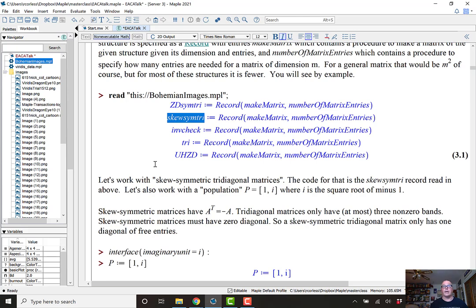Skew symmetric tridiagonal matrices. And more than that, we're only going to allow the entries to be either one or I. Any of the non-zero entries in there have to be one or I, where I is the square root of minus one. All right, well, a tridiagonal matrix is very simple, just three bands. A skew symmetric matrix means when you transpose it, you get the negative. So that means that the main diagonal entry must be zero, because when you transpose them, they don't move. And if it's tridiagonal, it means the subdiagonal has got to be the negative of the upper diagonal. So once you specify the upper diagonal of a skew symmetric tridiagonal matrix, you know everything about it.